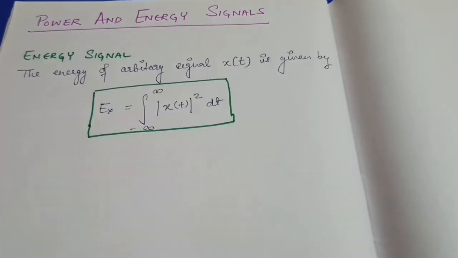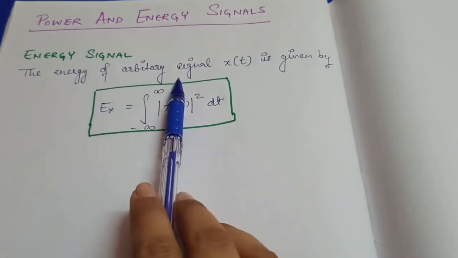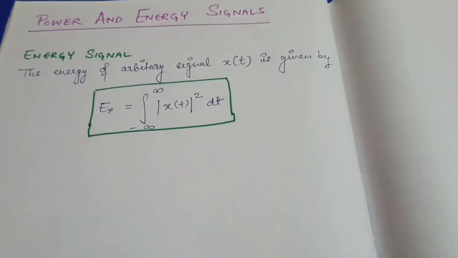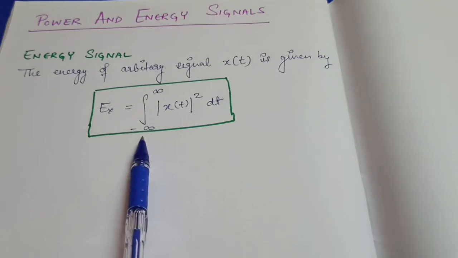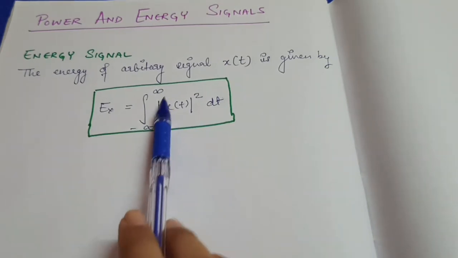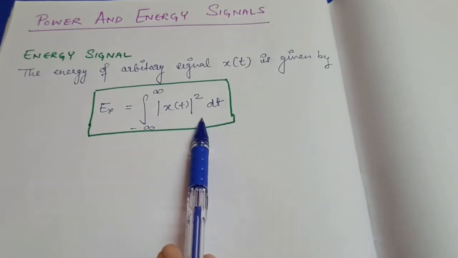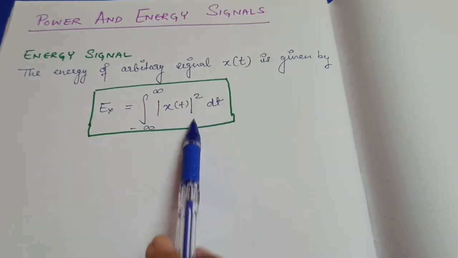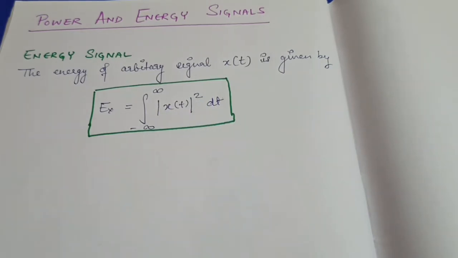So let's get started. The energy of the arbitrary signal x(t) is given by the integration of the absolute value, or the mod, of x(t) whole square dt, right? So it is basically the integration of the square of the signal, right?